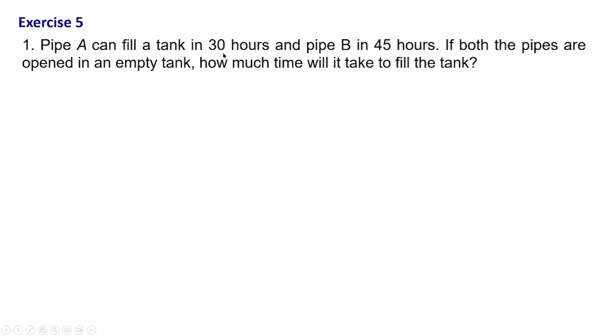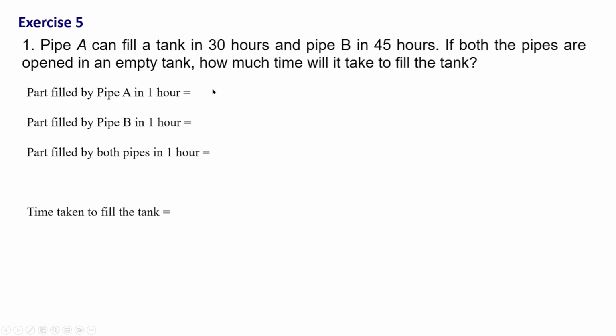A takes 30 hours to fill the tank and B takes 45 hours to fill the tank. If both pipes are opened in an empty tank, we need to find the time in which they will fill the tank. So the part of the tank which is filled by A in 1 hour will be 1 by 30. And then it is given pipe B takes 45 hours to fill the tank. So part of the tank filled by pipe B in 1 hour will be 1 by 45. So the part of the tank which is filled by both the pipes in 1 hour will be the sum of these two, 1 by 30 plus 1 by 45.